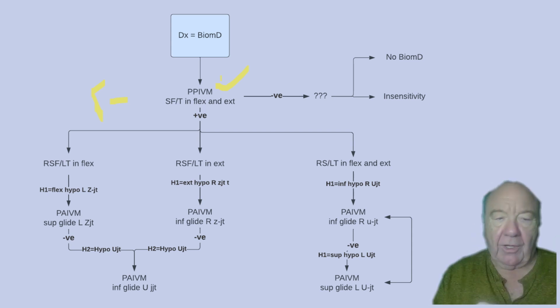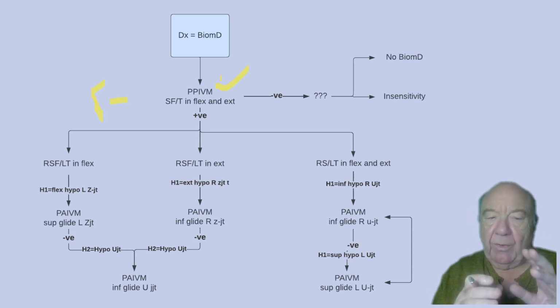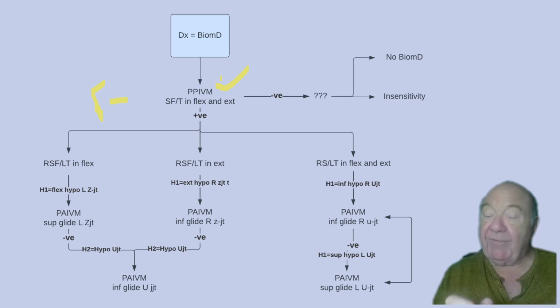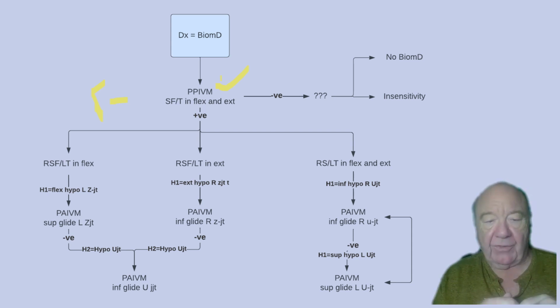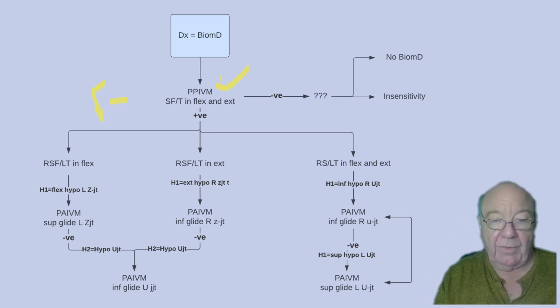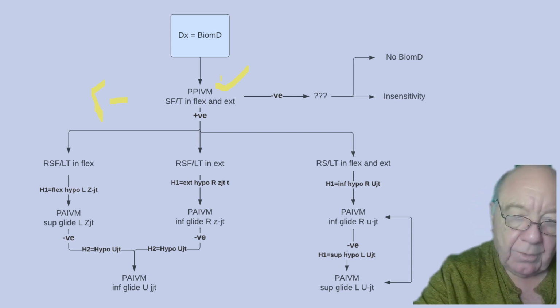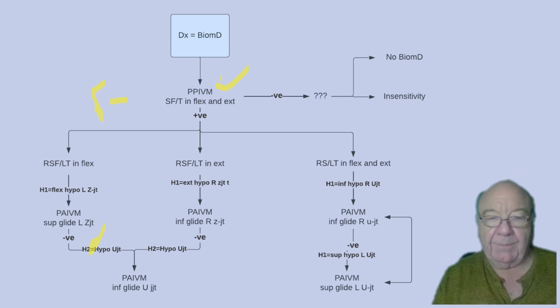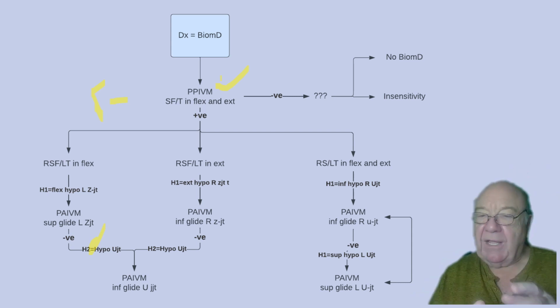So our first hypothesis here will be a flexion hypomobility of the left facet joint. We test that hypothesis using PAIVMs, and in this case we're going to test a superior glide of the left facet. Now if that's positive, that's fine. We've got our diagnosis, we can move on. If on the other hand that's negative, then we have to come up with a second hypothesis here, which will be hypomobility of the uncovertebral joint.